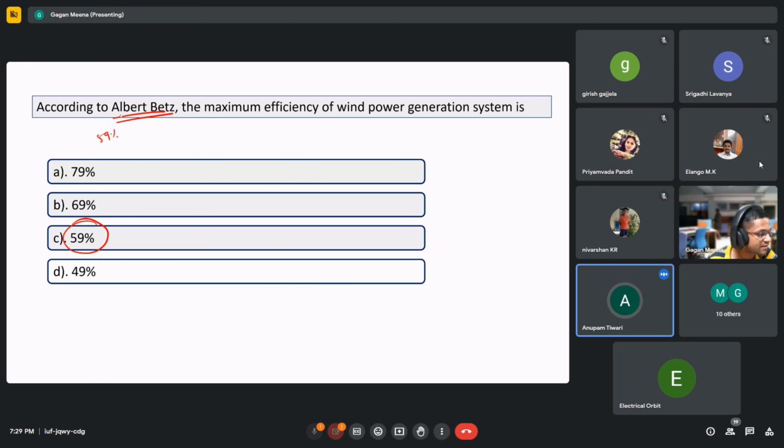It is better than thermal, because for thermal I think the efficiency is 33%. In ultra mega power plants, we can reach up to 40%, but that is the maximum. So wind is better than thermal. It is even much better than solar. Solar, we don't even have up to 20% efficiency. That is very low. Wind is much better in that sense.